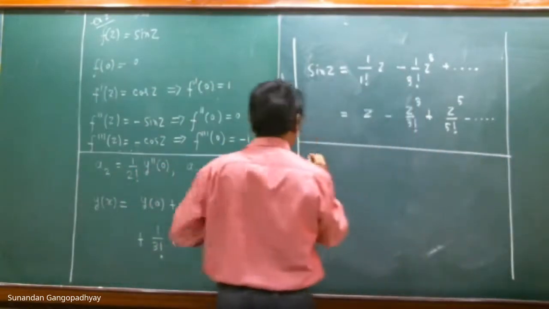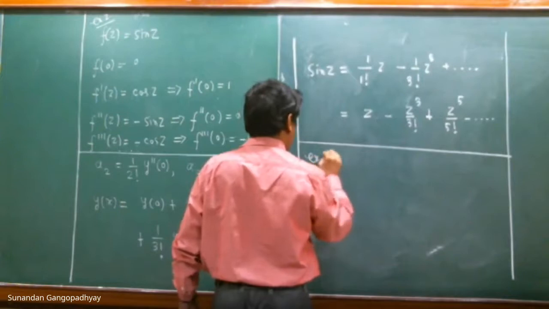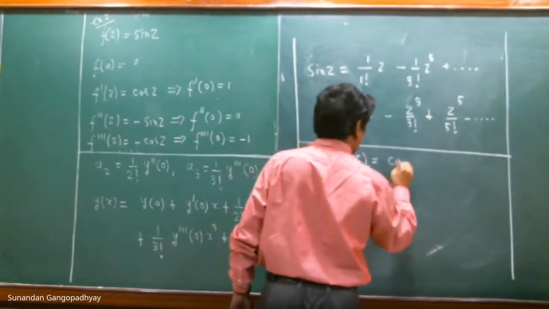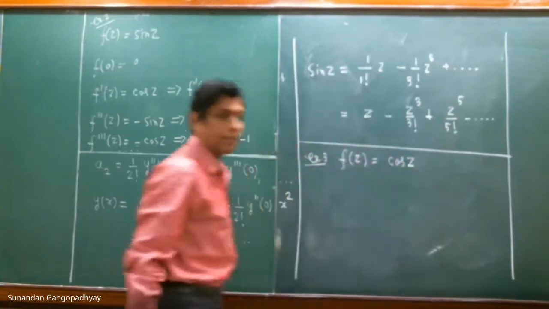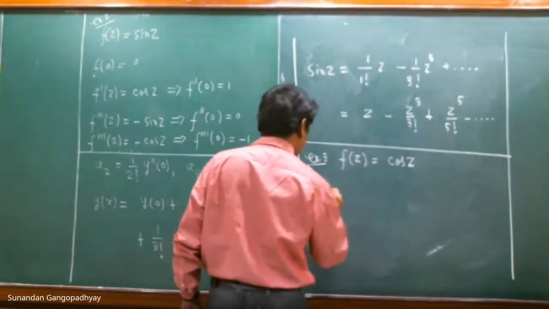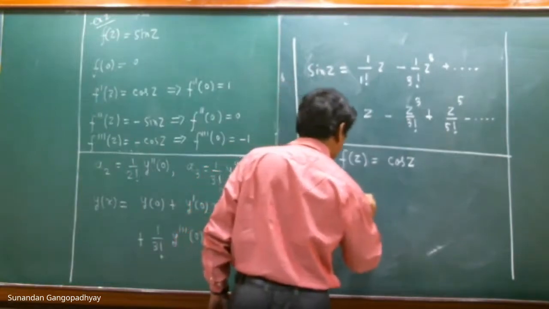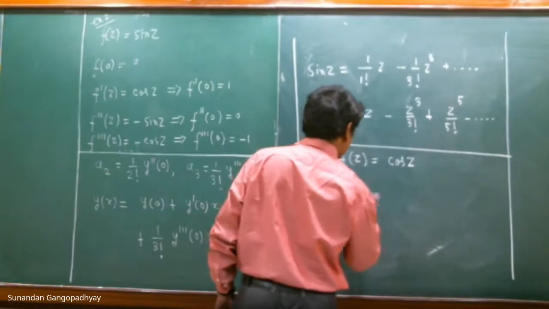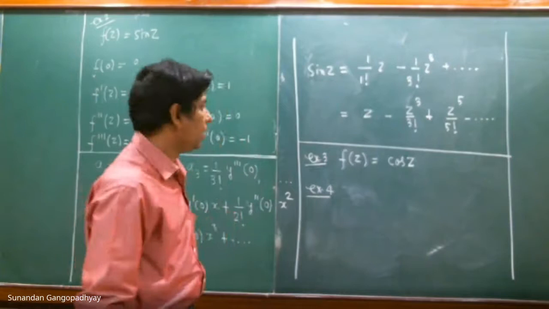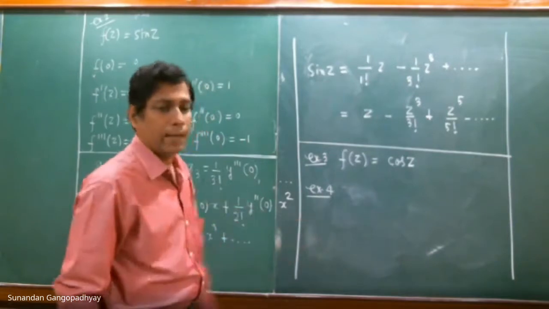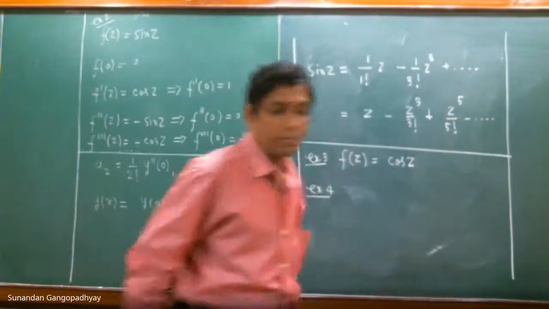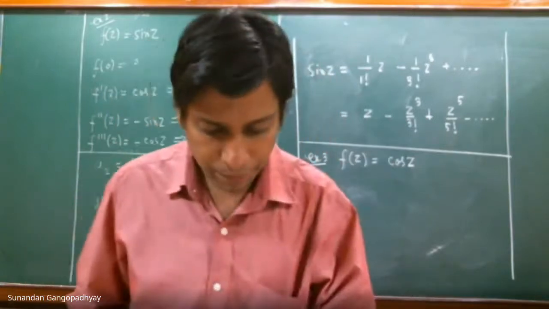As an exercise, you can try this out: cosine of z at home. You can take any function, any transcendental function, and try to expand it. So please do this at home. I leave it as an exercise for you to do.